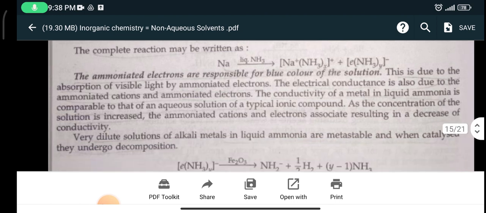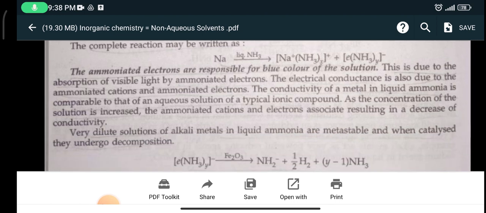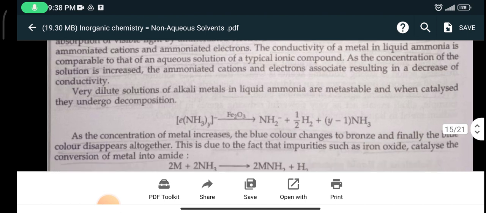The electrical conductance is also due to the ammoniated cations and ammoniated electrons. The conductivity of metal in liquid ammonia is comparable to that of an aqueous solution of a typical ionic compound. As the concentration of the solution is increased, the ammoniated cations and electrons associate, resulting in a decrease of conductivity. Very dilute solutions of alkali metals in liquid ammonia are metastable, and when crystallized they undergo decomposition.